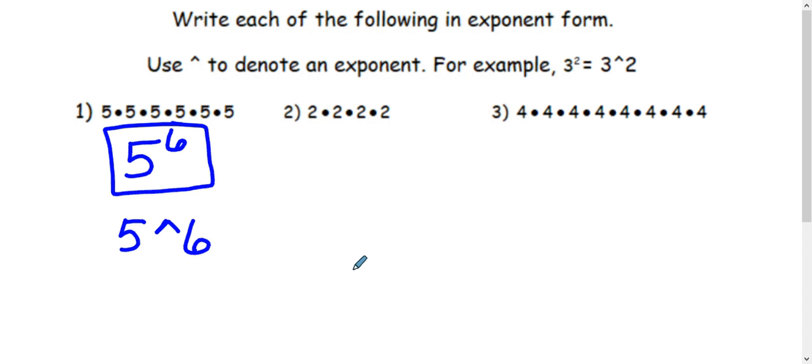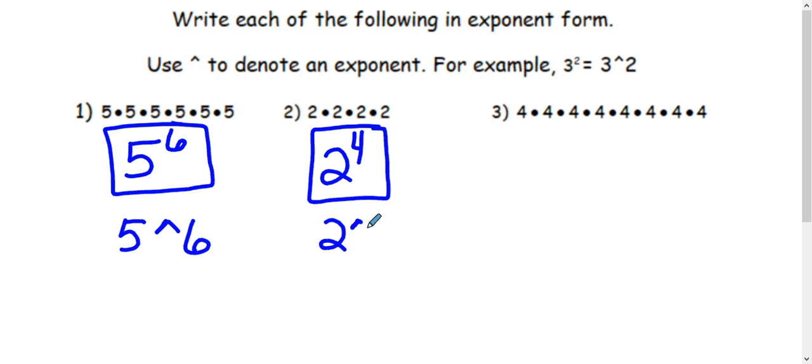In example 2, we are asked to write each of the following in exponent form. So the first thing we have to do is figure out what is our base. The base is the number that's being multiplied. So in this case, that would be a 2. The exponent is the number of times that base is multiplied. So 1, 2, 3, 4. So our exponent is 4. So this is your answer. To input it into the presentation, you would put the base, and then a caret, and then the exponent. But remember, this is exponent form.